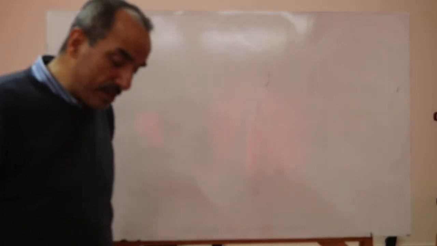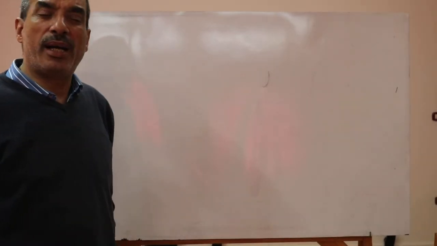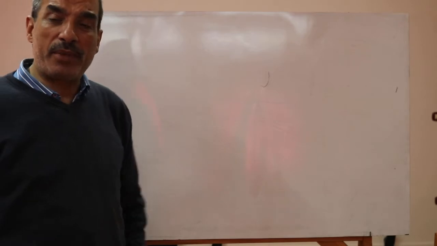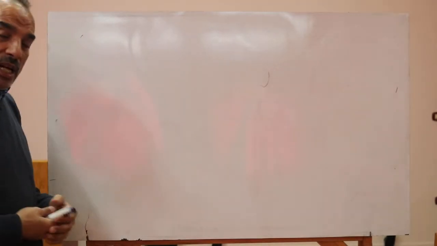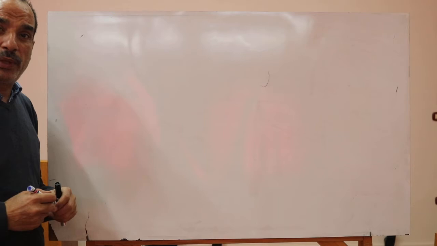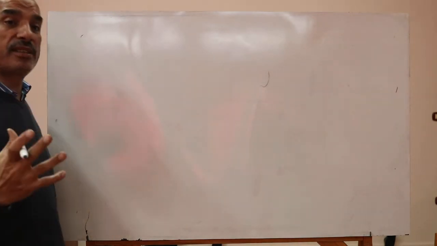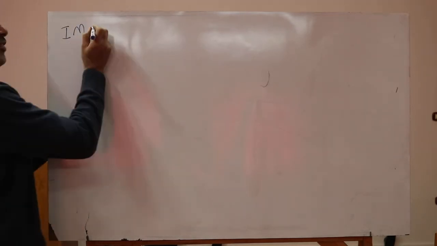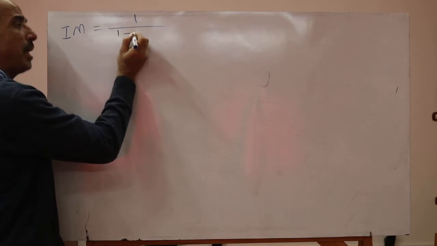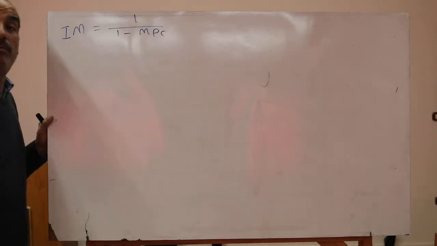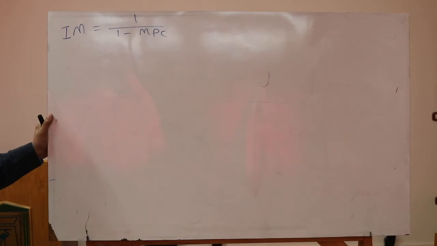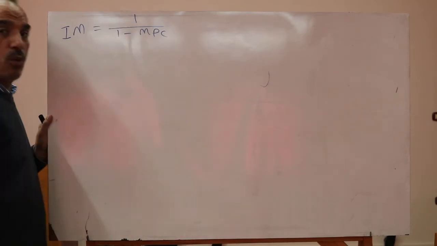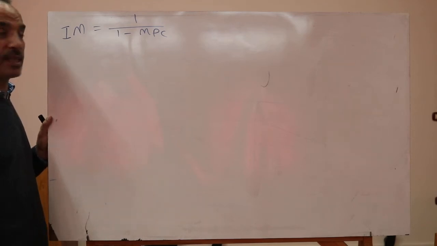In the last lecture we talked about the equilibrium national income, and we talked about the multiplier. We have three types of multiplier. Number one is the investment multiplier. We can remember this law: it equals 1 out of 1 minus MPC, where MPC is the marginal propensity of consumption. Not 1 out of MPC, that was a mistake. It is 1 out of 1 minus MPC.